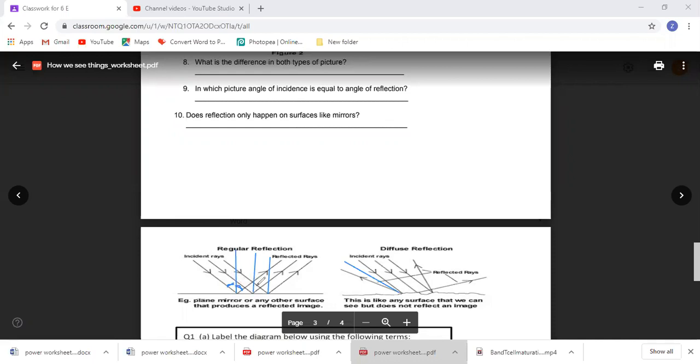So in case of regular reflection, these are the three rays, right? Ray number 1, ray number 2, ray number 3. The incident angle for all these three rays is the same, and the reflected angle for all three rays will be the same. But over here, there'll be different incident angles and different reflected angles. So this is what you should know.